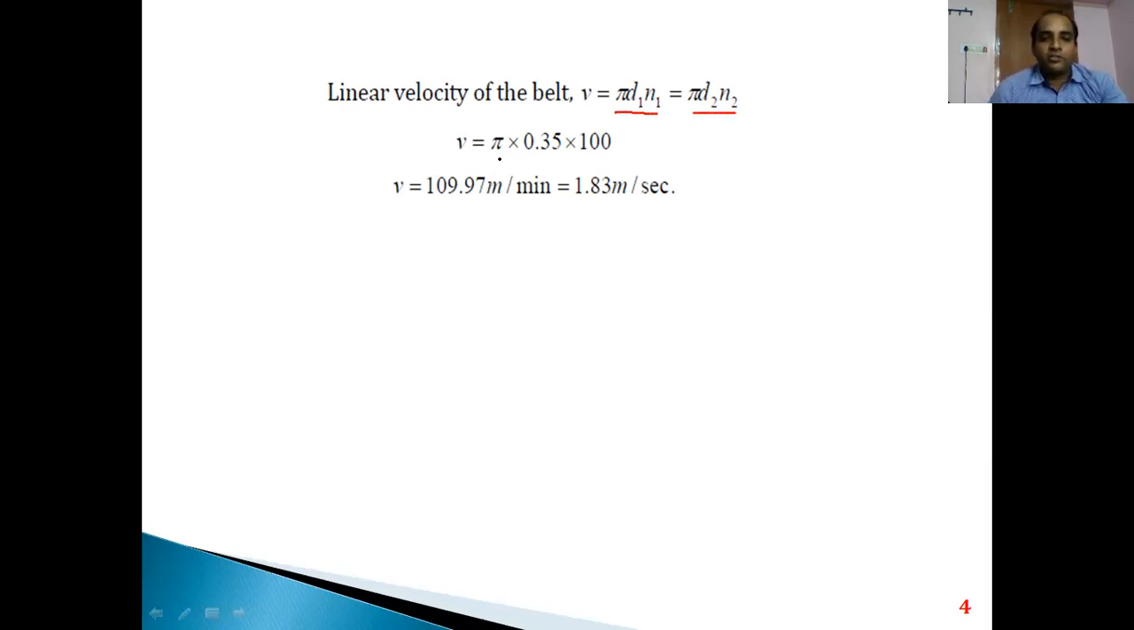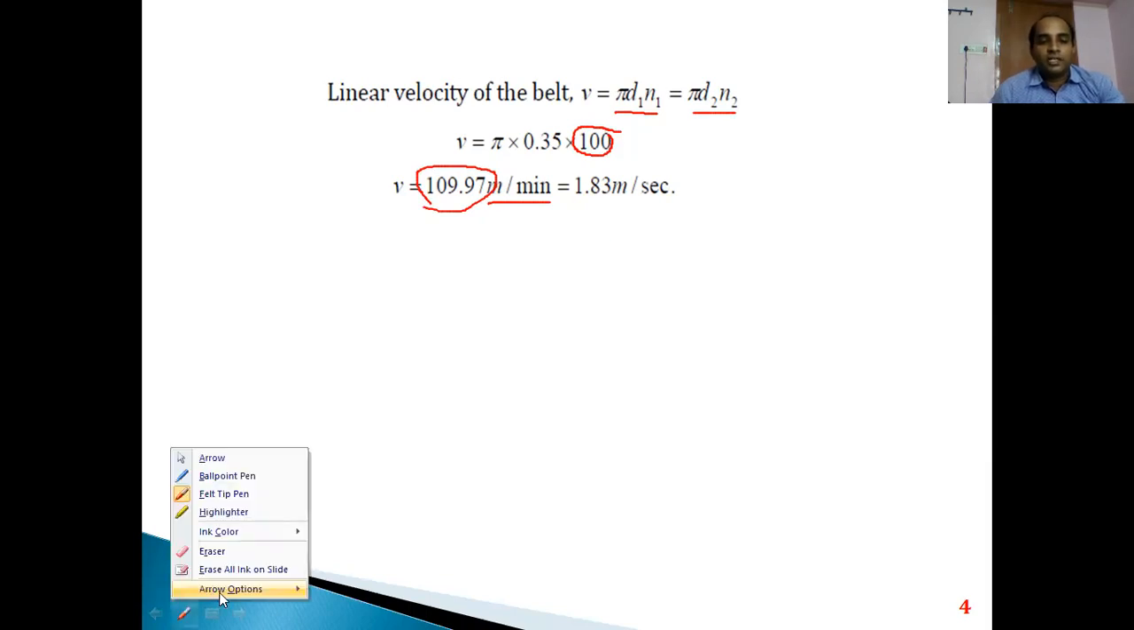So I have taken v is equal to pi into 0.35 into 100. Using this, we get the value in terms of meters per minute, because the value of n which is given, that is the speed, is in rpm. So the resulting answer is in meters per minute, but generally we write velocity in meters per second. So if we divide this value by 60, you will get the resulting answer in meters per second. This is how we find the linear velocity of the belt.